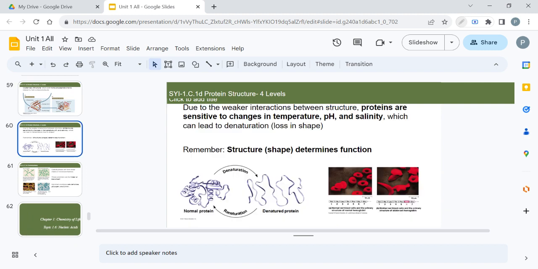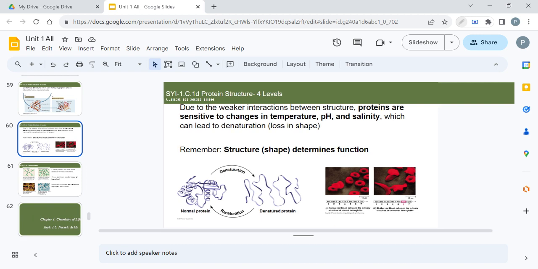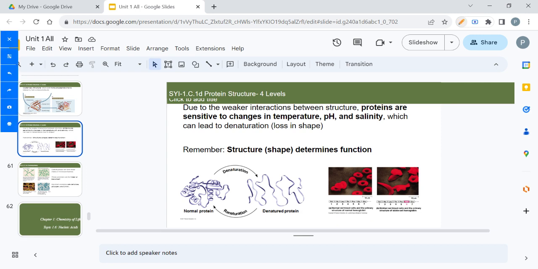So let's actually look at this, right? Here's our denaturation right here. We're just taking this protein and we are going to do something to it, whether it's heating it up or exposing it to salt or exposing it to pH, any of these things, and it would be bad.